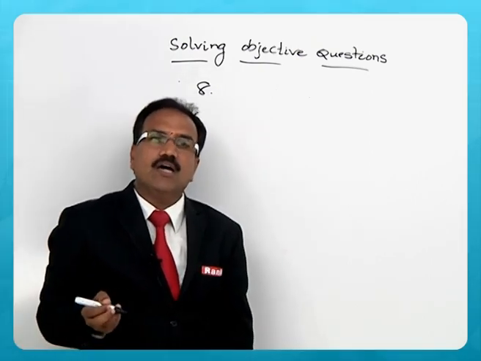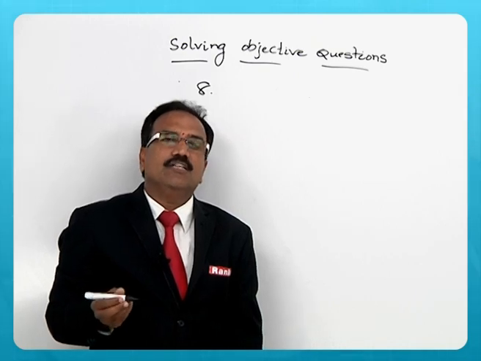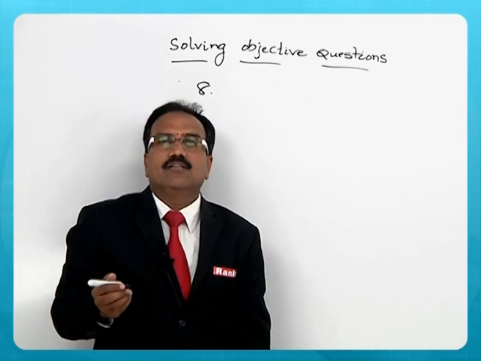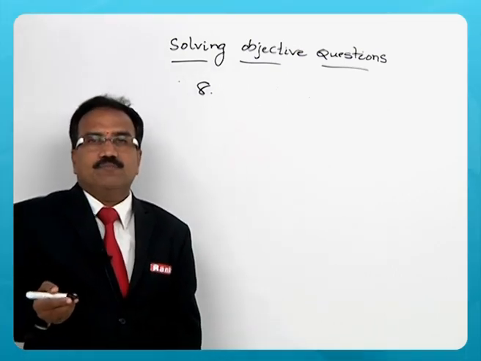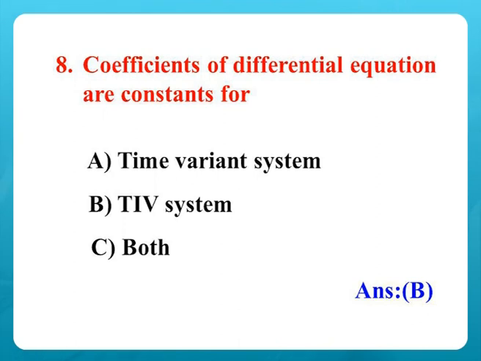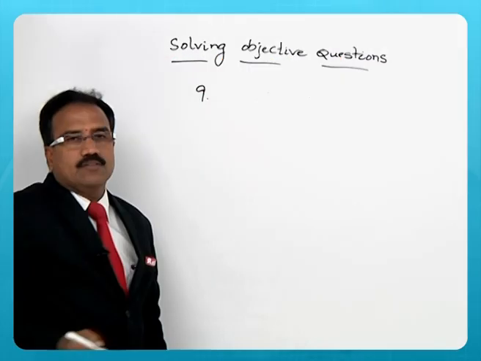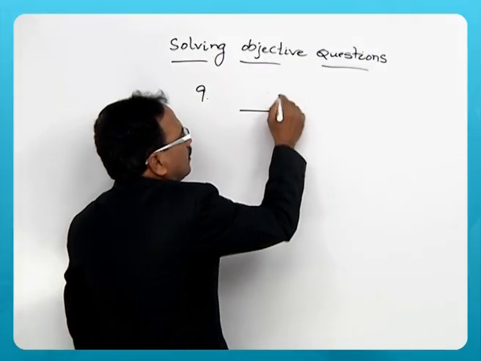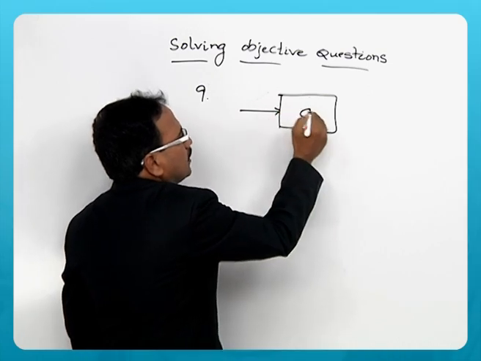However, this differential equation will have coefficients. If that coefficients are constants, then it is a time invariant system. If the coefficients are variable, then it is time variant system. So here option B is correct answer, that TIV system means time invariant system, and option B is the right answer. Question number 9, systems in which the control action is independent of the output. Basically, the control system is represented like this.